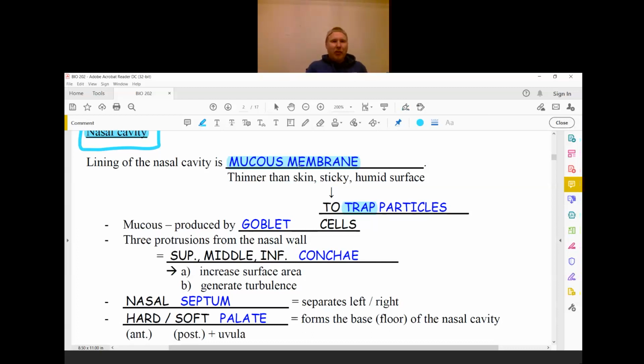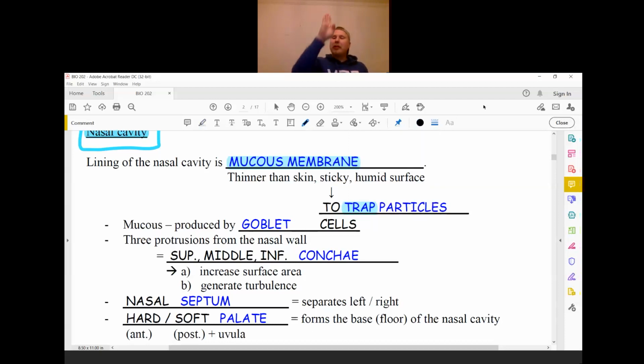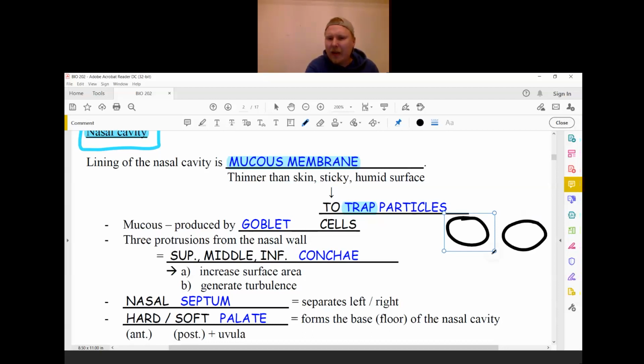But let's continue looking at our nasal cavity. I'm going to sketch another diagram here. This diagram is going to be a cut of the face showing the nasal cavities. So we would have our eye sockets here from the front. The nasal cavity is divided into two by the nasal septum.